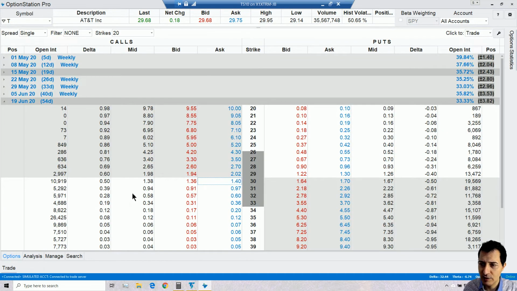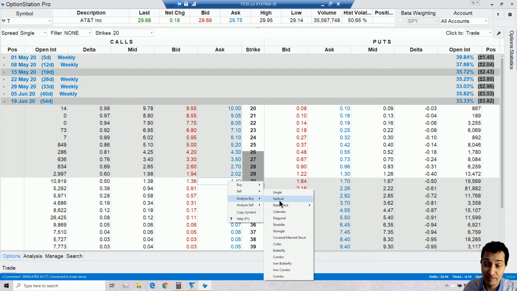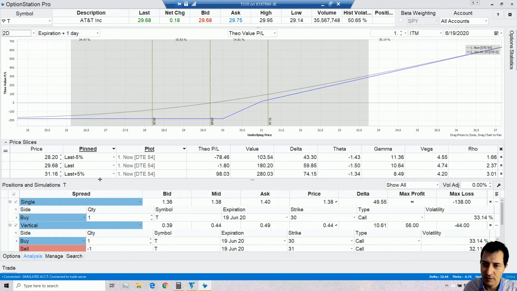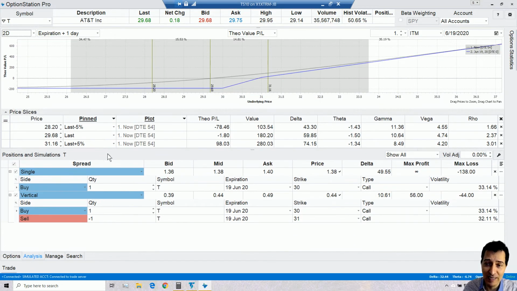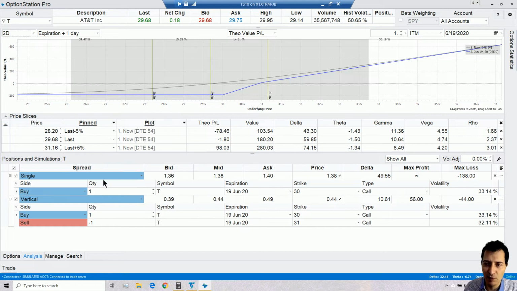And I'm going to go back to right click, analyze and buy, and I'm going to do a vertical spread. Now, of course, explaining how to build a spread exceeds the question and the amount of time we have, and we have sessions already where we did that before. So I will just make up a spread very quickly so I can talk about it.